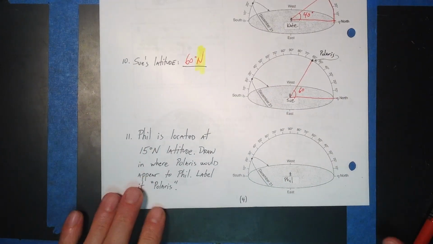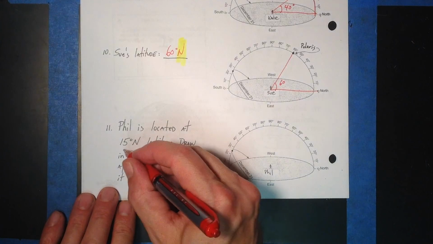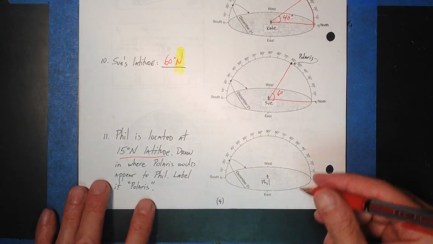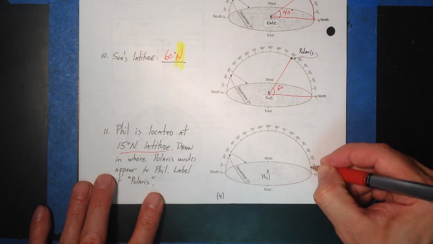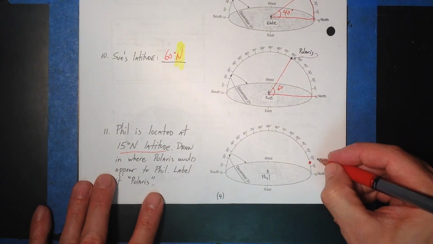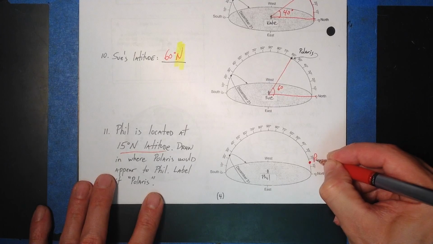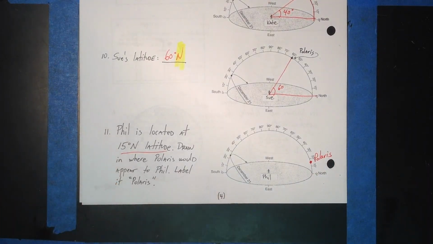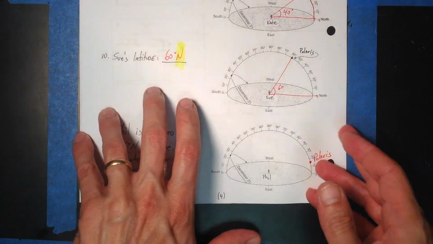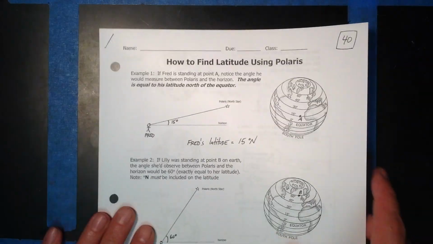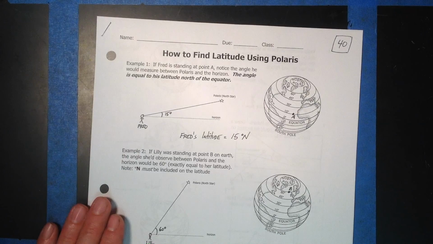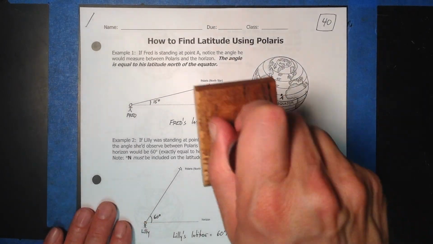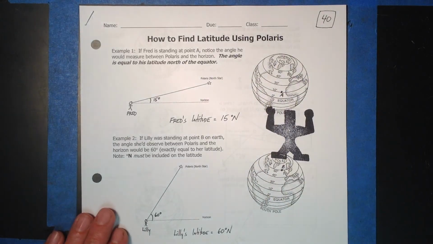And Phil is located at 15 degrees north. It tells you the latitude. Draw in where Polaris would appear to Phil. Label it Polaris. So 15 degrees. I'm going to label it right in the middle there. And I'm going to label it Polaris. Okay? So, practice on this. And that's for you, how to find latitude using Polaris. I'm Mr. Gaz, for all the people at Gazdoni Productions. Thank you for watching.